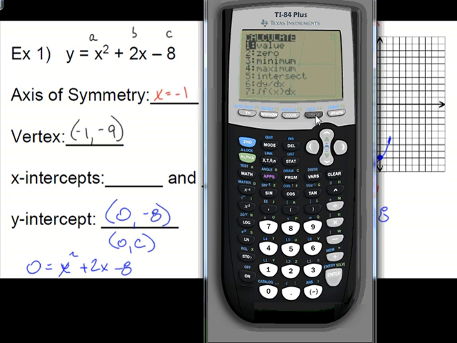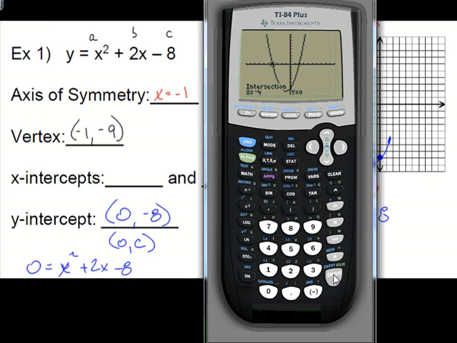It says calc. So calculating, I want to calculate my intersect. My first curve, enter. My second curve is here. Then I'm going to move my cursor over here. Say, oh, it's about right here. Just got to get close to it and hit enter, because I'm just guessing about where it is. And it tells me that it's exactly located at negative 4, 0. And there's one of my x-intercepts.